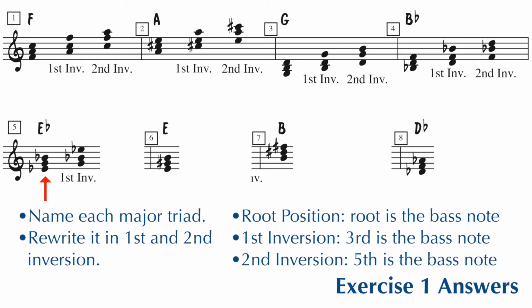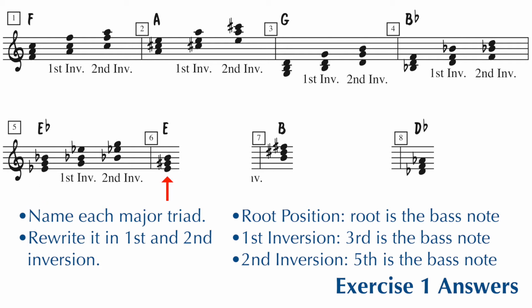Number 5 is an E flat major chord. To change this E flat chord into a first inversion E flat chord, raise the low E flat an octave higher. Now the third of the chord, the G, is in the bass, or the lowest sounding note, and it's in first inversion. To change this first inversion chord to second inversion, raise that third of the chord, the G, an octave higher. That leaves a B flat in the bass, or as the lowest sounding note. The B flat is the fifth of the chord, so it's second inversion, B flat, E flat, G.